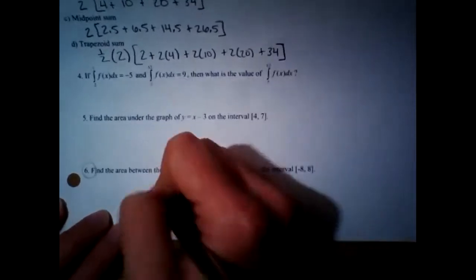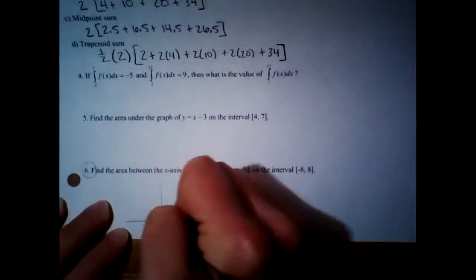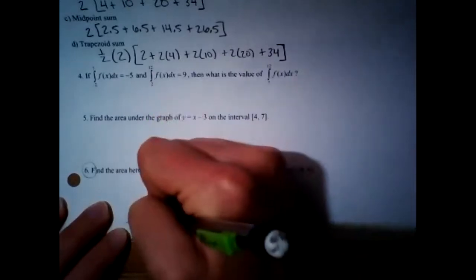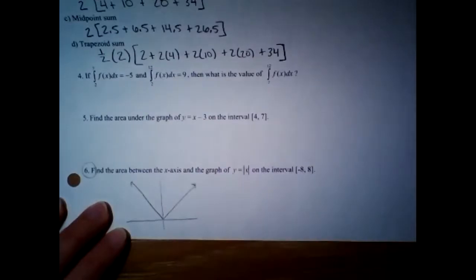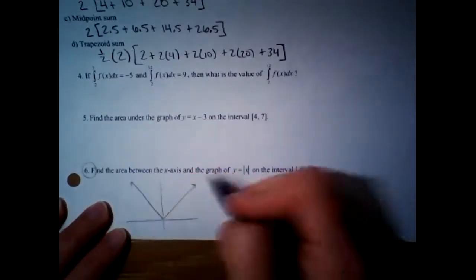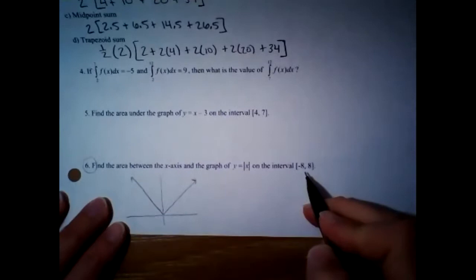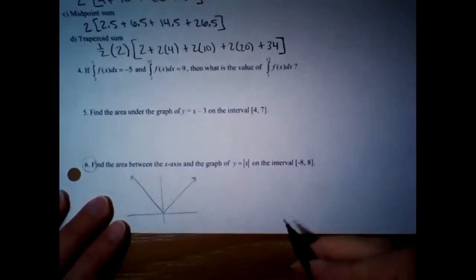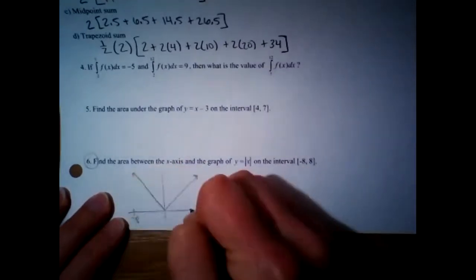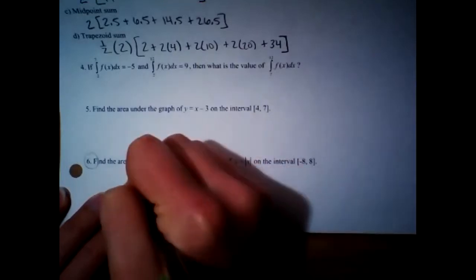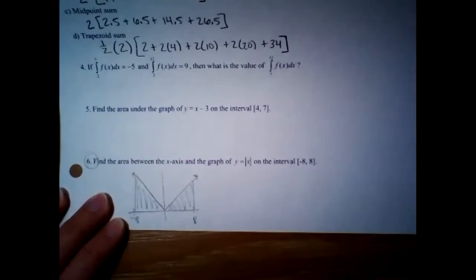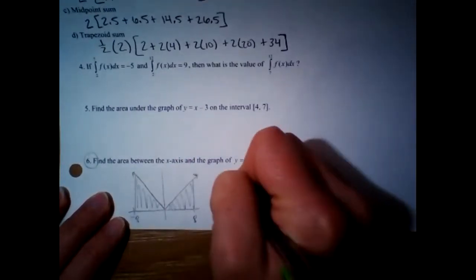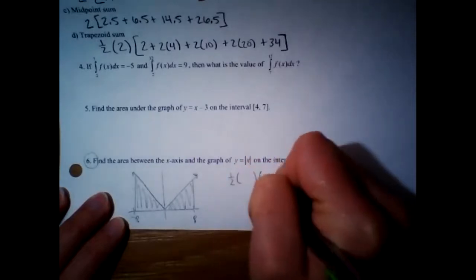I just wanted to do this one because it's an absolute value. It's just the regular parent function for absolute value. It's just centered at the origin. It's not stretched or shrunk, just a regular V shape. And we want to do the area from -8 to +8. So what you end up with are these 2 triangles. And so we're going to find those areas and add them together. So a triangle is 1/2 base times height.